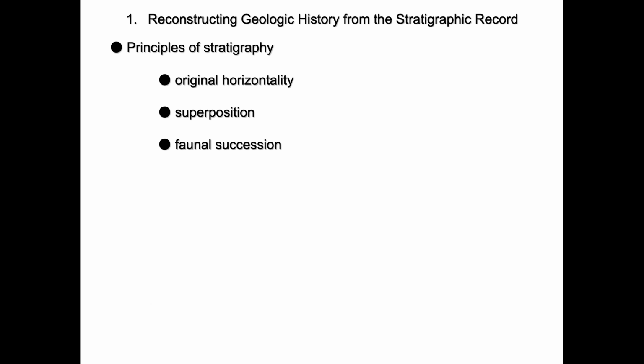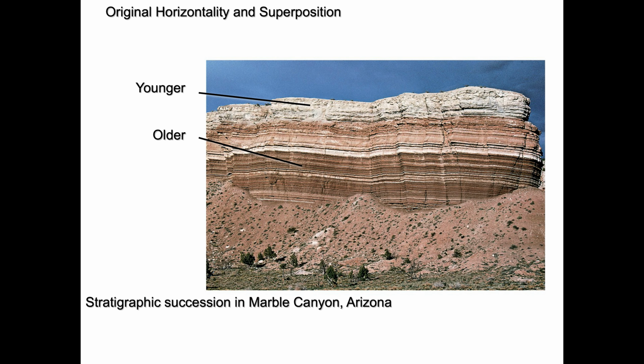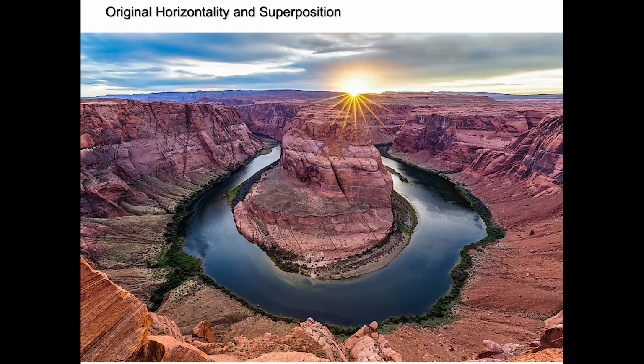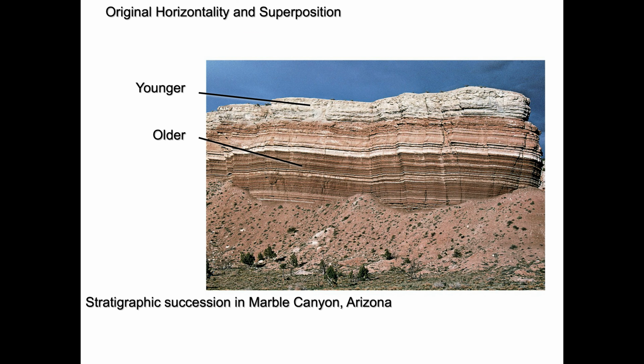We can see that illustrated here in Marble Canyon, Arizona. If you've seen photos of the famous Horseshoe Bend in the Colorado River, that's located just to the north of this in Page, Arizona. So what we see here in this canyon, Marble Canyon, is a sequence of limestone that's been baked. And as illustrated here, the younger limestone was deposited on top of the older limestone.